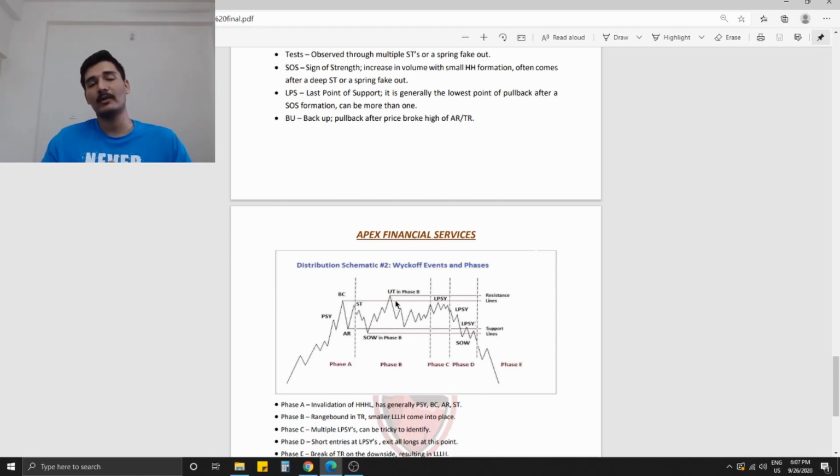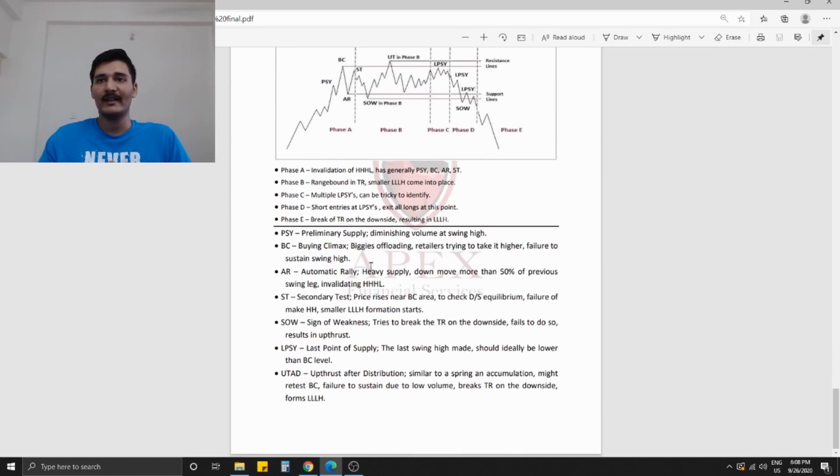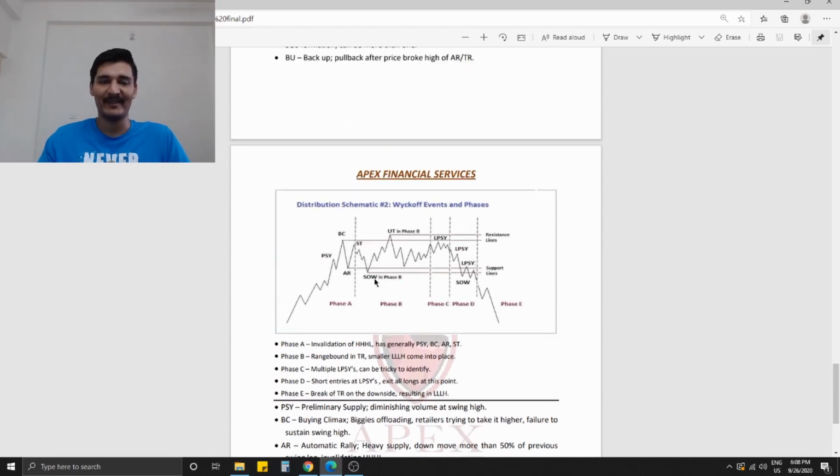Then instead of last point of support, LPS, we have multiple LPSYs, which translates into the last point of supply, at which you can initiate new short positions basically at that particular point. Then we move on to the last phase, wherein we have a final breakdown of the trading range on the downside, which leads to establishment of a new trend which should go on. So this is the Wyckoff theory, summing it up very, very quickly.